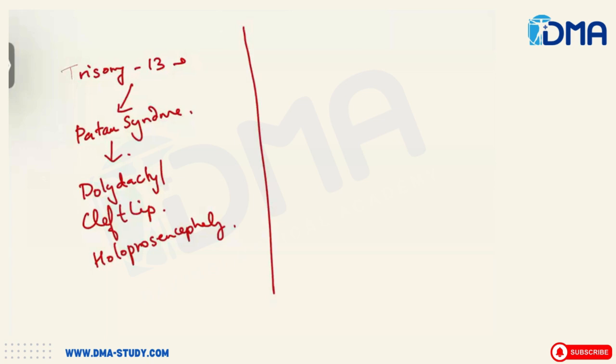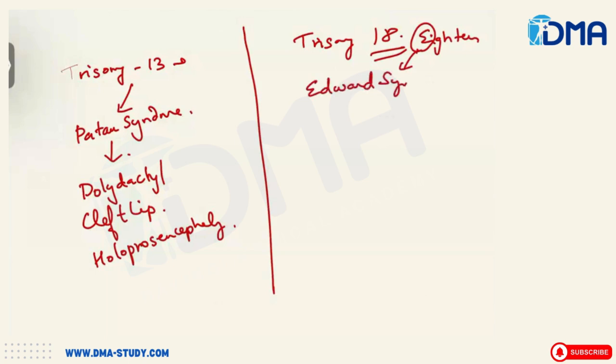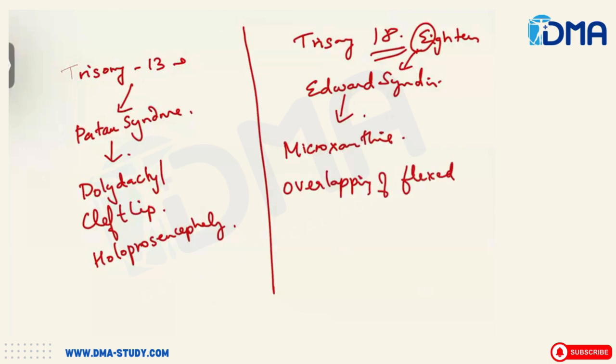Then what is trisomy 18? Edward syndrome. 18, right? So E, Edward syndrome. Features of Edward syndrome? They'll have microphthalmia, small eyes, and overlapping of flexed fingers. Flexed fingers will be overlapping on each other. That will be seen with trisomy 18.